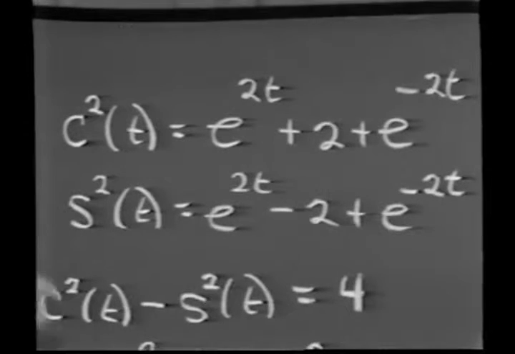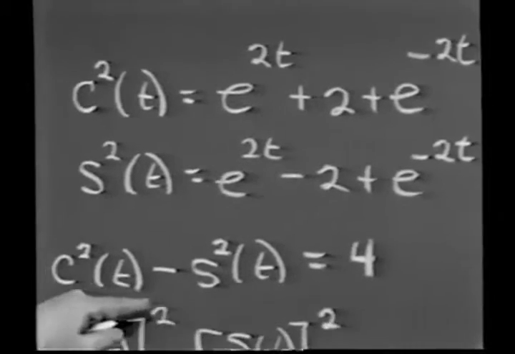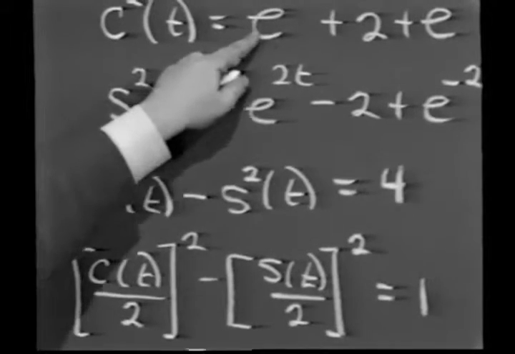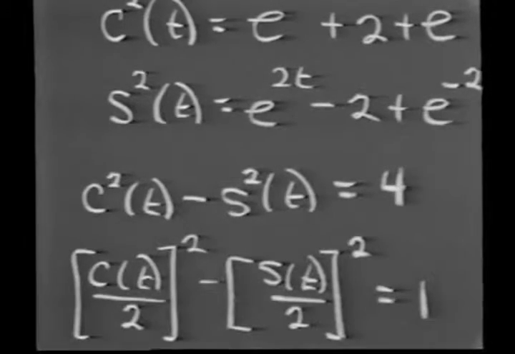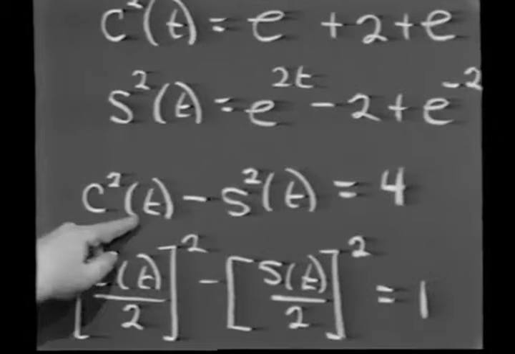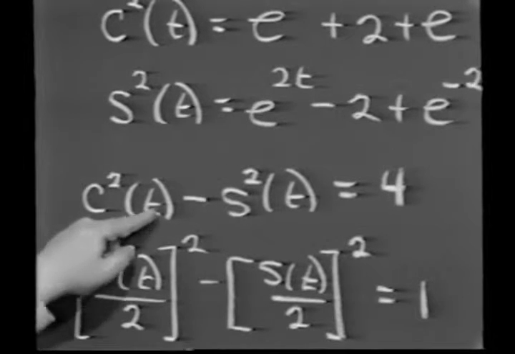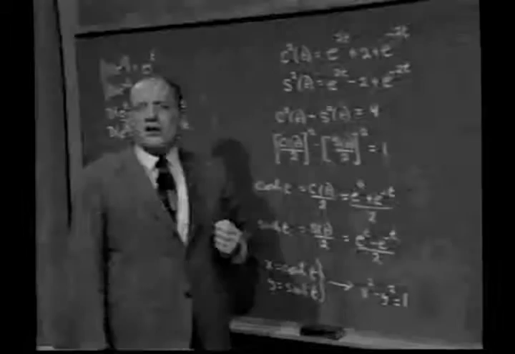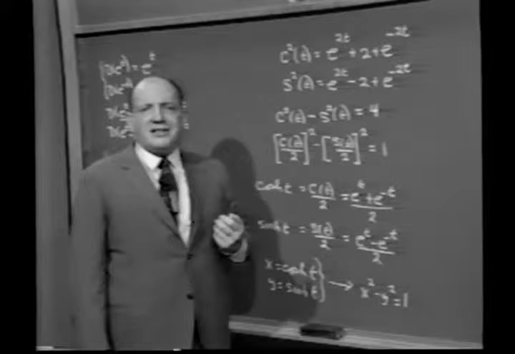On the other hand, should you elect to subtract s squared from c squared, the e to the 2t terms cancel, the e to the minus 2t term cancels, and we wind up with what? C squared minus s squared is identically 4. And by the way, notice up to this point, no use of the word hyperbola.